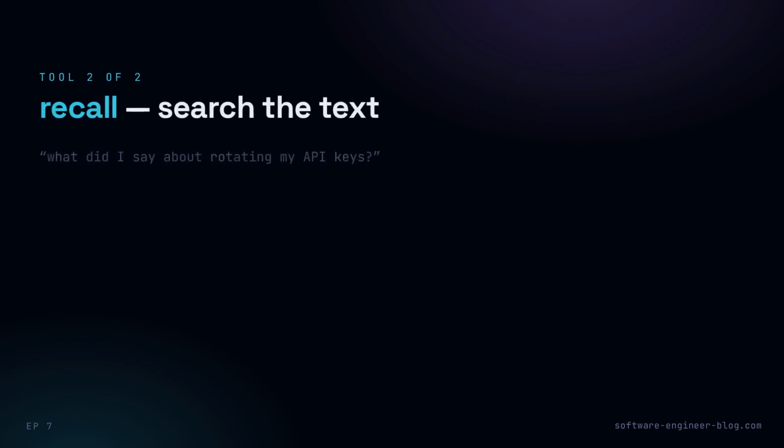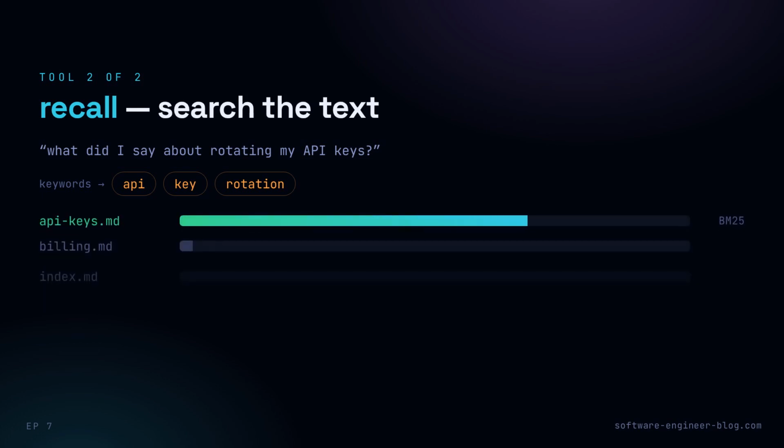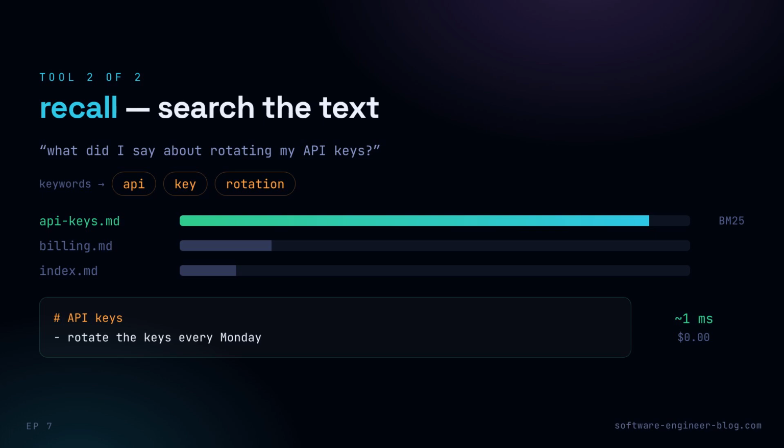The second one is recall. It takes a question, pulls the words out of it, and asks the text index which files match best. That ranking is BM25, the standard keyword score. What comes back is the Markdown itself, the exact text a human would read. It takes about a millisecond, and it costs nothing.